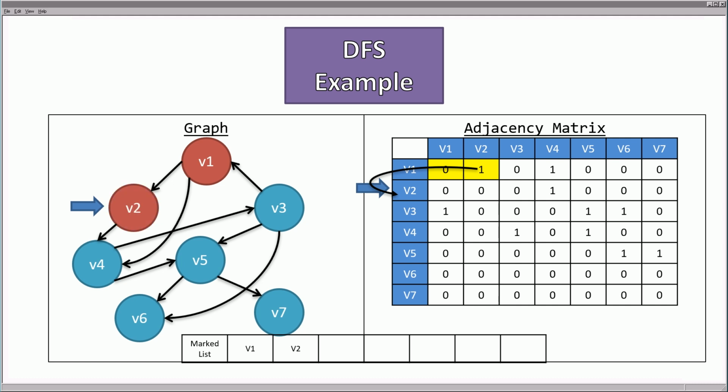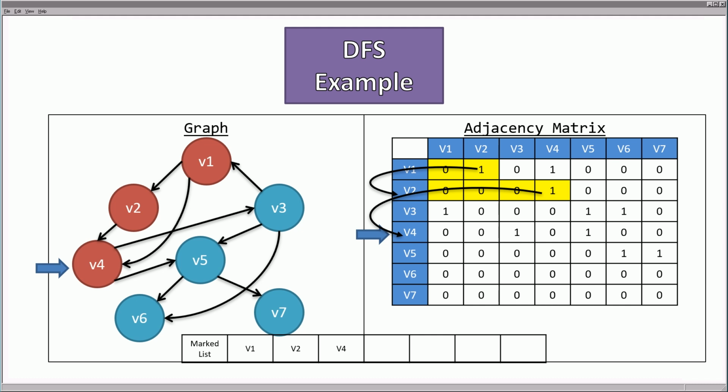Now we need to repeat the exact same process that we did in v1. We have to find that outgoing edge. As we can see, going from v2 to v1, well, there isn't an edge connecting here to here, so that's 0. From v2 to v2, there's no edge. From v2 to v3, well, there's also no edge. However, from v2 to v4, there is. So that means we need to travel there. And v4 is not part of our marked list. So then we add it to our marked list.